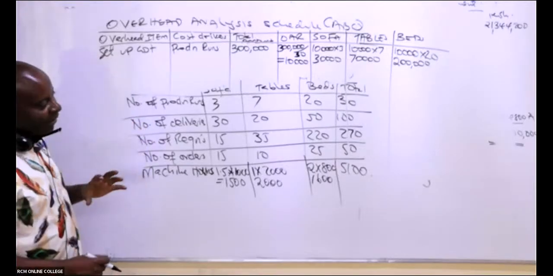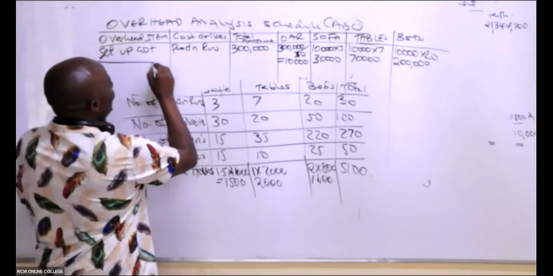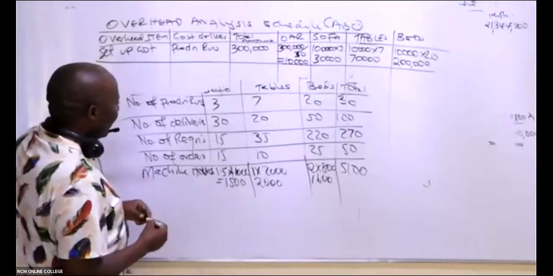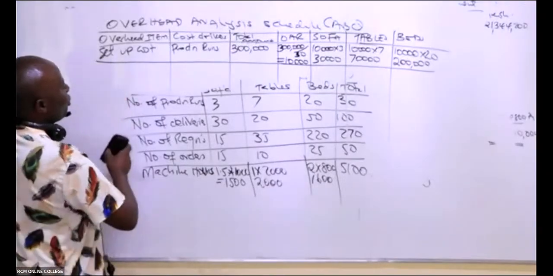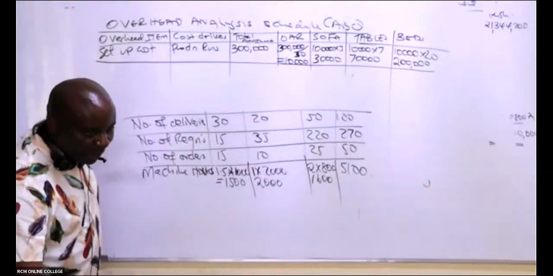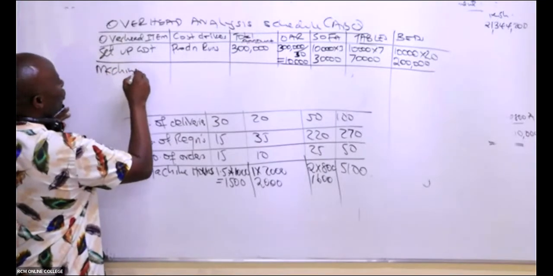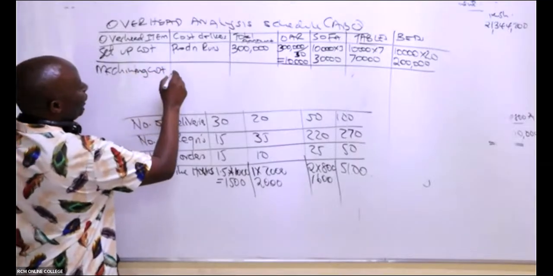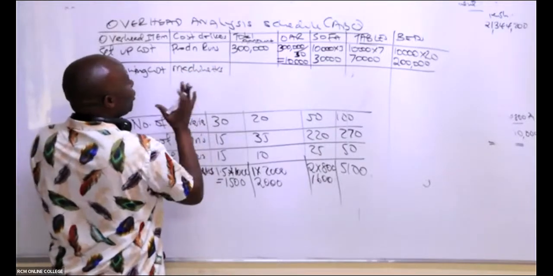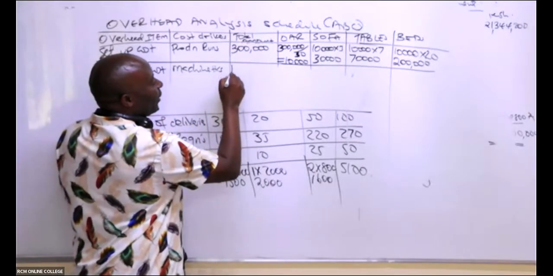So is that okay? Yeah. So please, let's straight away go to the second overhead item. The second overhead item that we have there is known as who? Machining. So they want us to absorb machining costs. What is the cost driver? Machine hours. How much is the total amount for machining cost? 1.2?